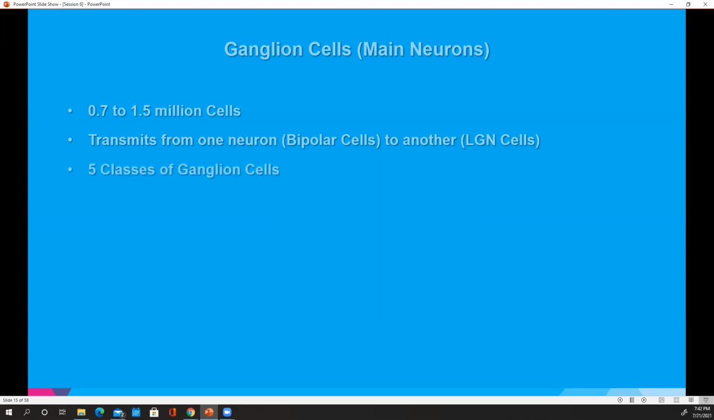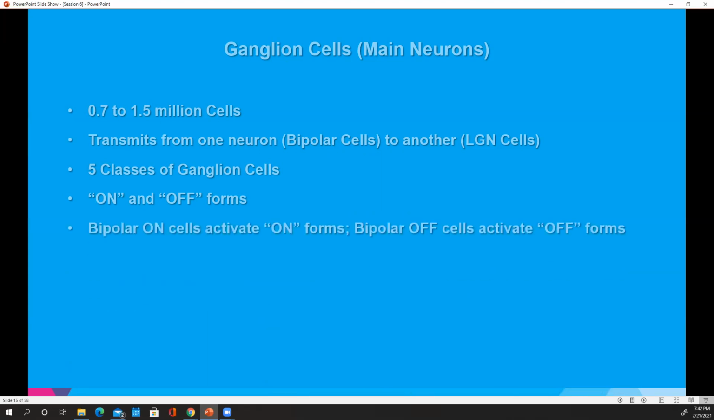and those are the LGN cells. There are 5 classes of ganglion cells, but there are also on and off forms that are independent of those classes. As we remember, the same way with bipolar cells, you can have a type designation that is separate from this on-off designation. And so you can kind of mix and match that.